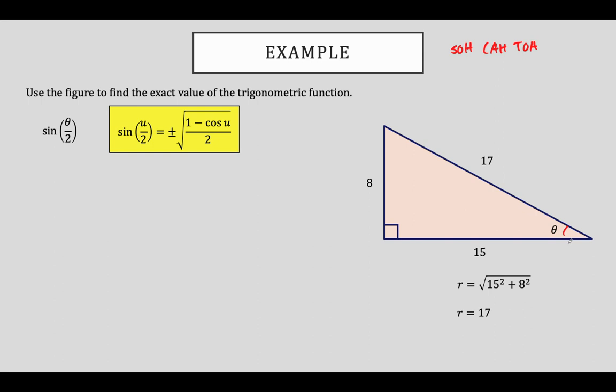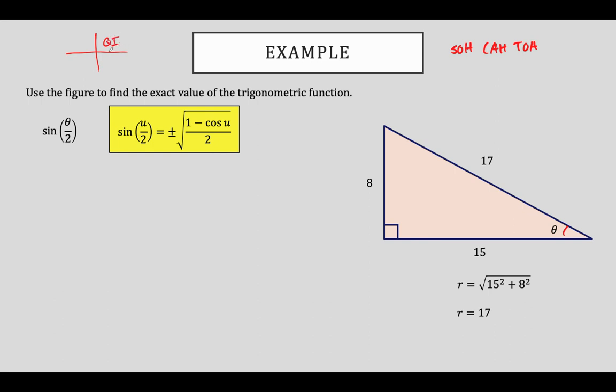Okay, next, we need to determine whether we want the positive or negative solution. Well, if we're dealing with a right triangle, that means all of our angles are going to be acute angles between 0 and 90 degrees, right? Theta is definitely an acute angle, which means that theta divided by 2 will also be an acute angle. And if you were to draw out an acute angle in standard form, the vertex of the angle would be at the origin. The angle would end up being in quadrant 1.